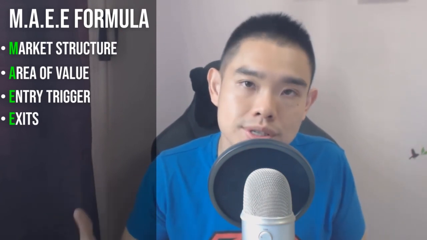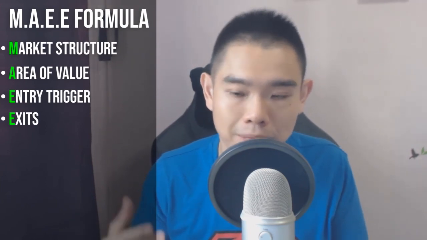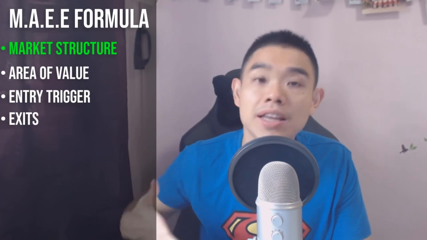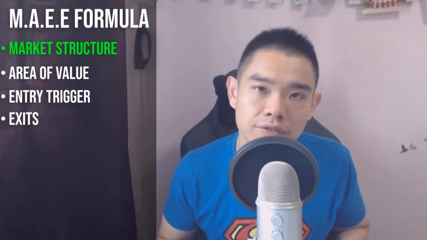Let me give you an example of how to actually use candlestick patterns with the MAEE formula. Let's say, number one, market structure: the market is in an uptrend. So we know that if the market is in an uptrend, we want to be looking for buying opportunities. So we've identified the market structure.